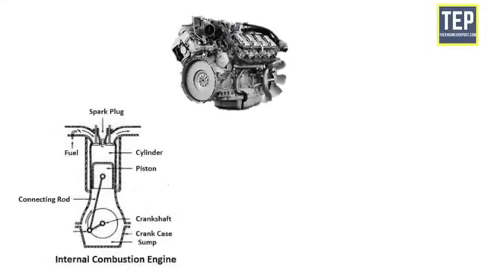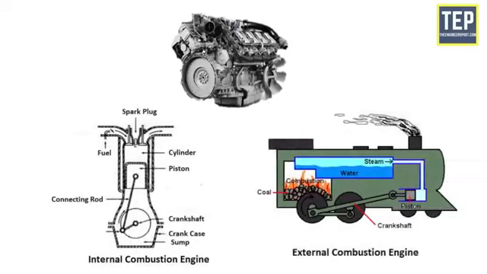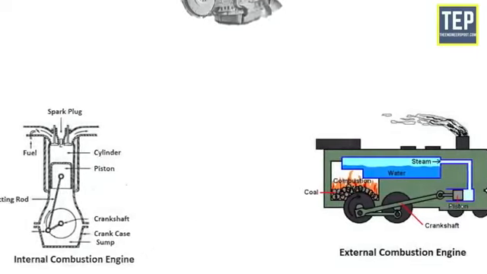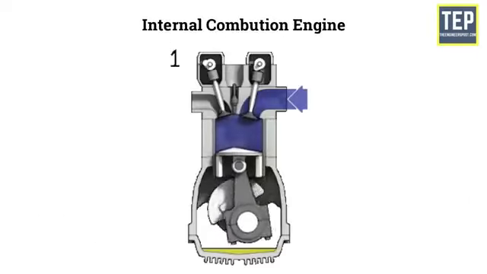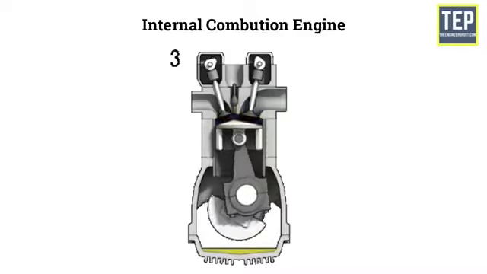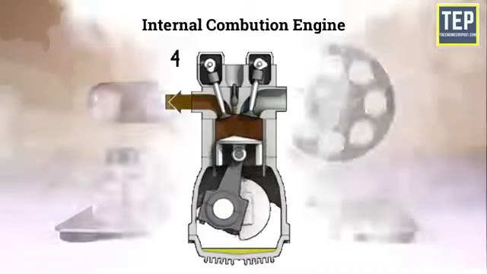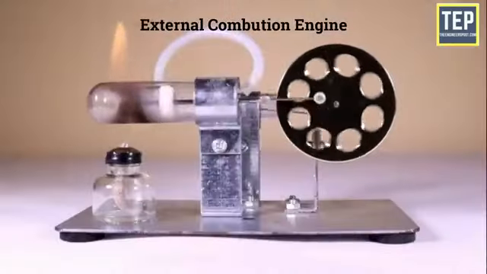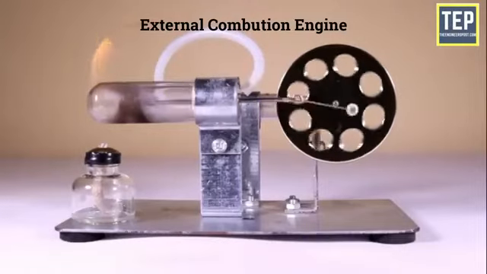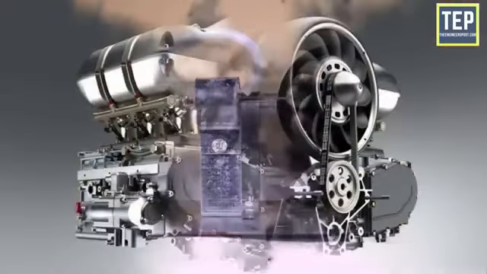The engine has two types. One is the internal combustion engine, and another one is the external combustion engine. Internal combustion engines are those heat engines that burn their fuel inside the engine cylinder. External combustion engines are those heat engines that burn their fuel outside the cylinder.